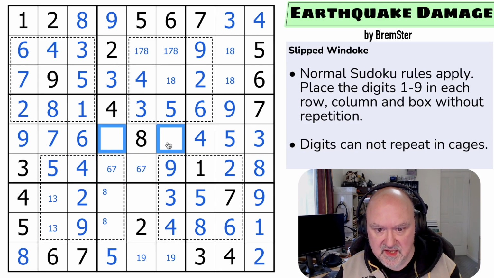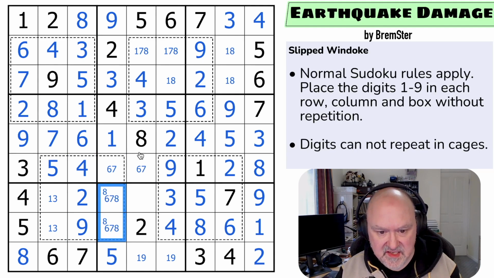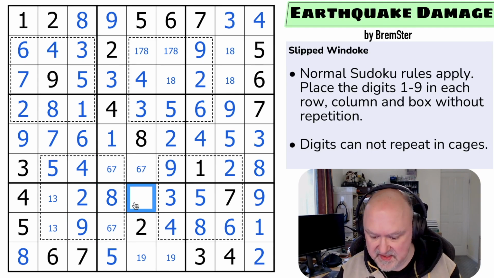Okay, so these are 1 and 2, and the 2 is looking down, making that the 1 and that the 2. So this is a triple, because it has to be for both the cage and the column. So they are 6, 7, and 8. There's no 8 there, so that's the 8. So this has to be a 6 or a 7, and this, in order to complete the box.